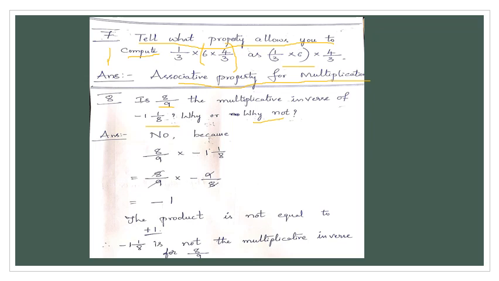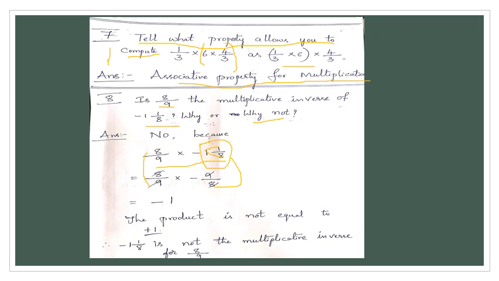So let us write 8 by 9 into minus 1 by 8. Children, it is in mixed fraction. Let us convert this mixed fraction into an improper fraction. See, write down the 8 by 9 as it is. 8 ones are 8 plus 1, which gives 9 by 8. Then the symbol remains as it is, minus 9 by 8.